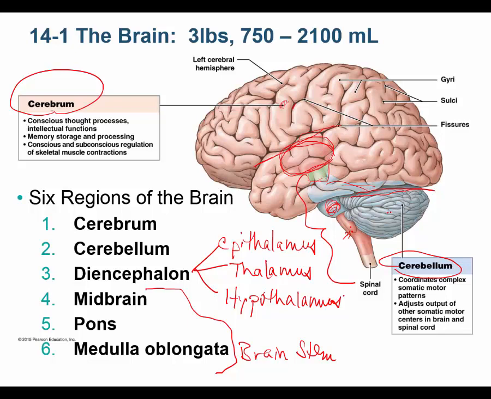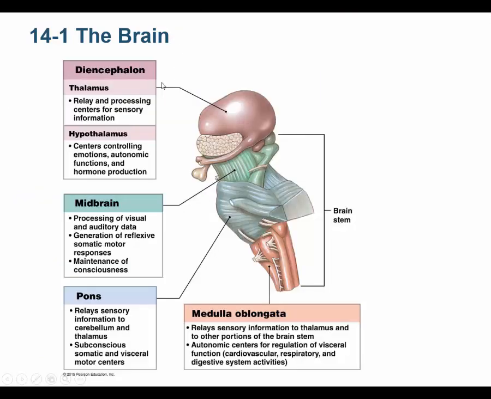The brain has a normal range of volume, and that range you can see here is 750 to 2100 milliliters. That's a range of volume that is completely normal brain volume. That means someone with a 750 milliliter brain is just as smart as someone with a 2100 milliliter brain. We're not saying that someone with a smaller brain is not as smart. We're not saying that at all. Okay, so that's an overview of the brain.